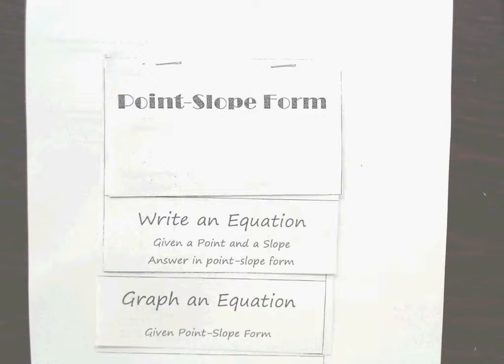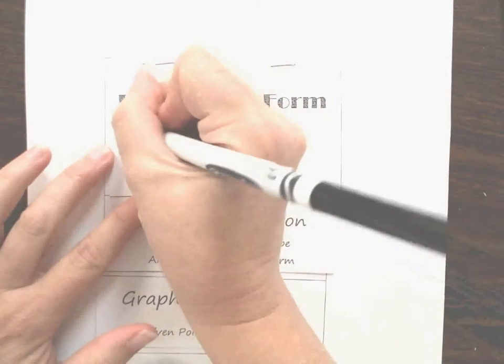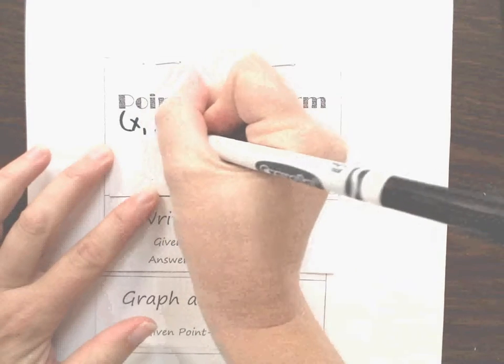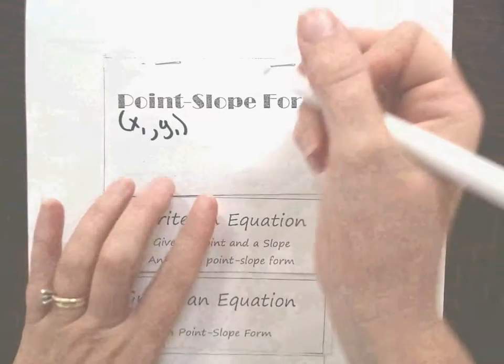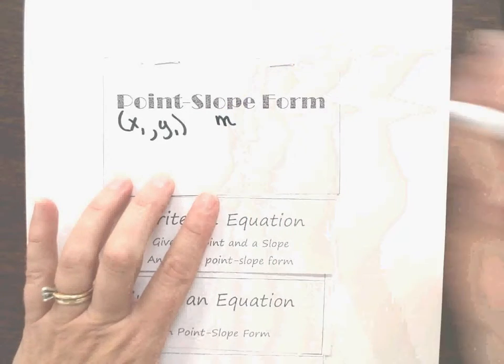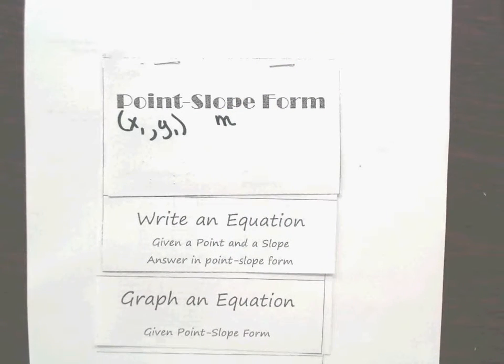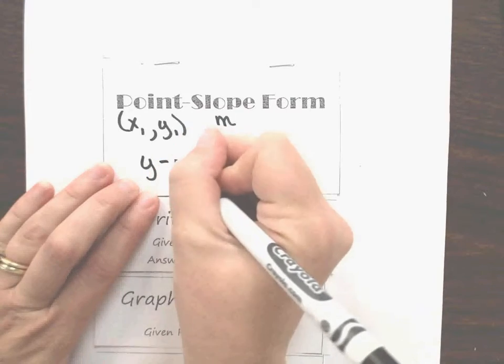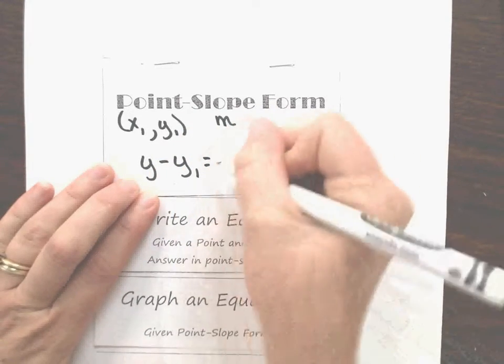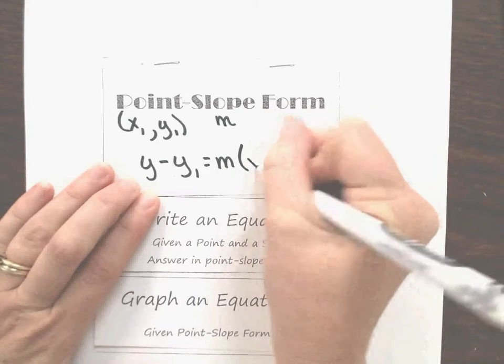Okay, so if we have point slope, we're obviously going to be given a point, which will be an ordered pair, so that's going to be x1, y1. And then we are also going to be given a slope. Last week we had different names for slope, but the letter that represents slope is M. And so when I write something in point slope form, it is going to be y minus y1 equals M times the quantity x minus x1.